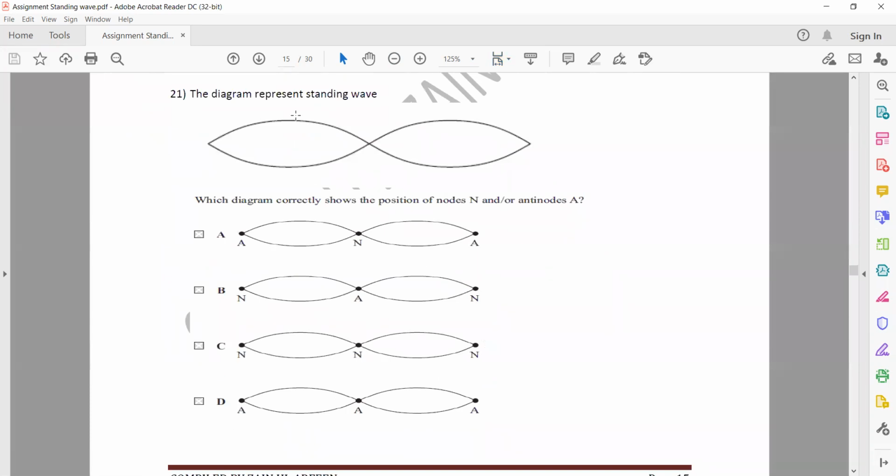Question 21, the diagram represents a standing wave. Which diagram correctly shows the position of nodes and antinodes? When we work out the positions, this is the wrong position, this is right, this antinode is wrong, this is right. So C is the right answer, because an antinode is a maximum displacement, not the minimum displacement. That's why C is the right answer for question 21.